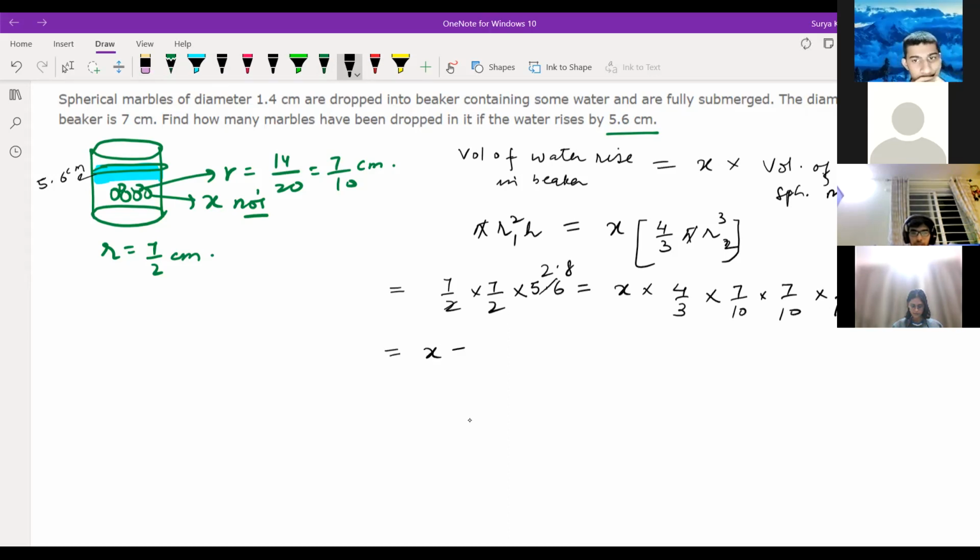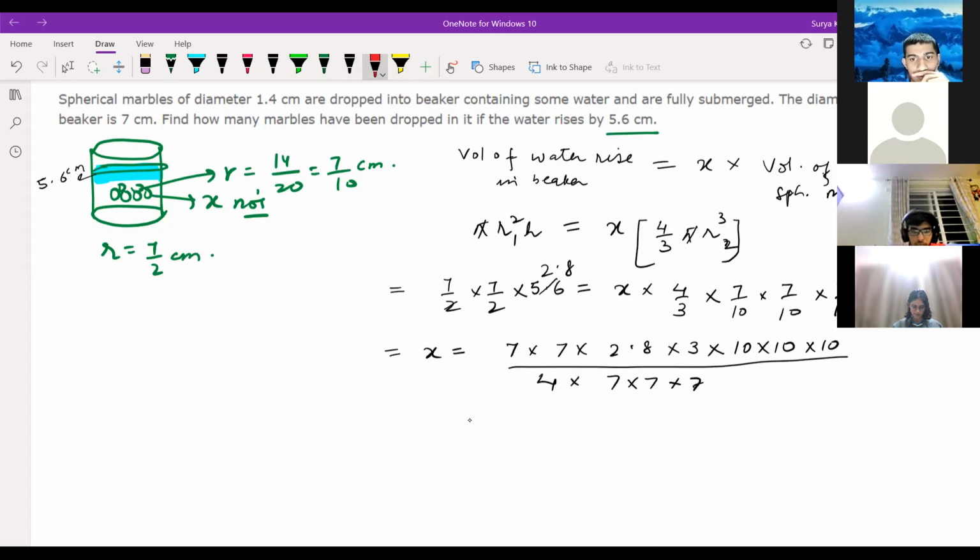So x is equal to 7 into 7 into 2.8 into 3. Just cancel it from both sides. In both sides we can cancel. So 4 into 7 into 7 into 7. So 7, 7 cancel. Again 4 sevens are 28. Again 7 is alone here. So 7, 7, 0.7 into 10, then 7, 0.1, right? 0.1 into 10 equals 100. 10 you can also cancel. So 3000 means 300 will come, right?